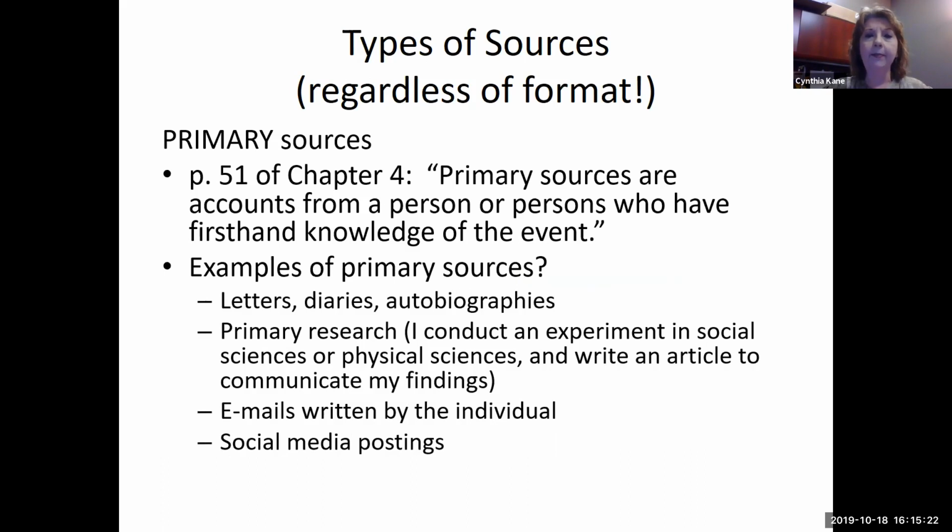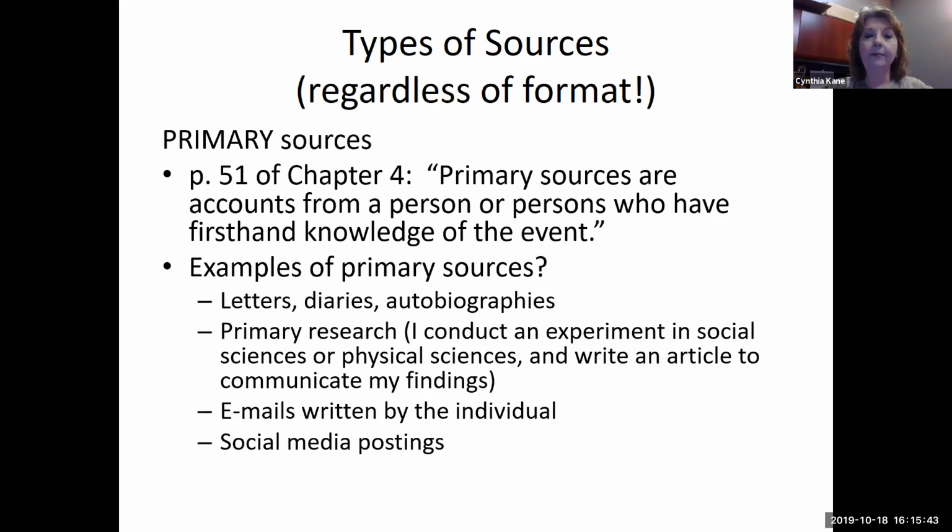So if you're writing a memoir about yourself, that would be considered to be an autobiography, which is indeed a primary source, if you yourself are writing about your own life, for example. Primary research in different disciplines, such as the social sciences or physical sciences, can also be considered primary resources.